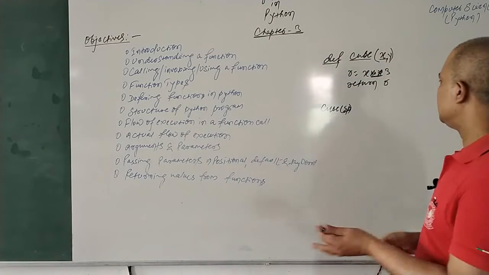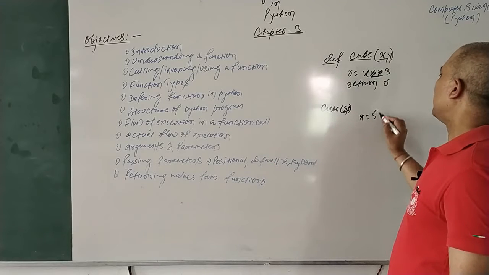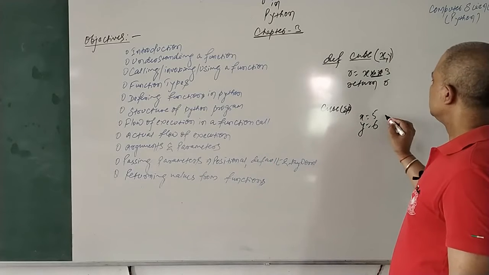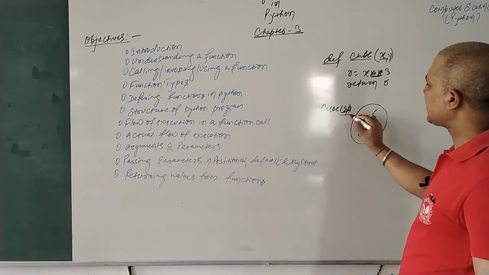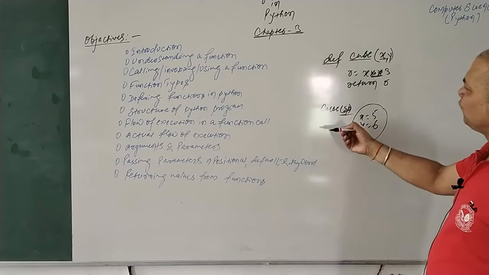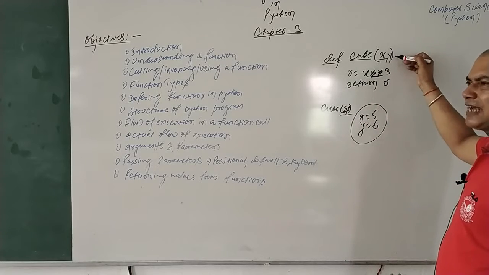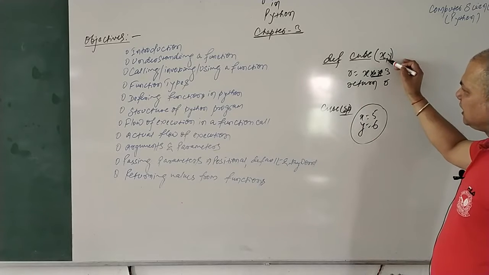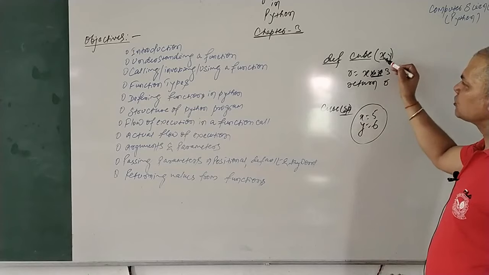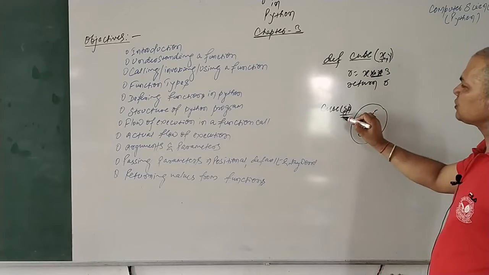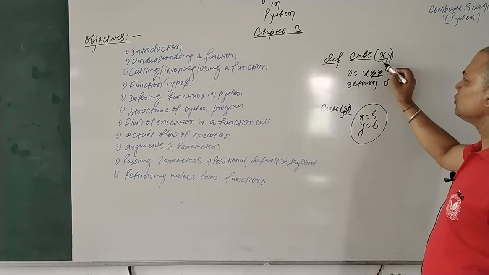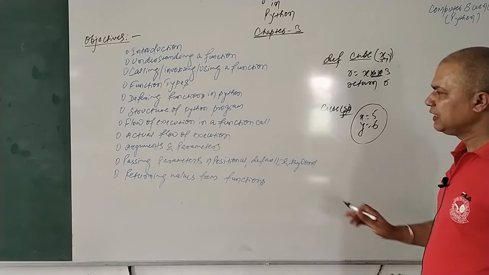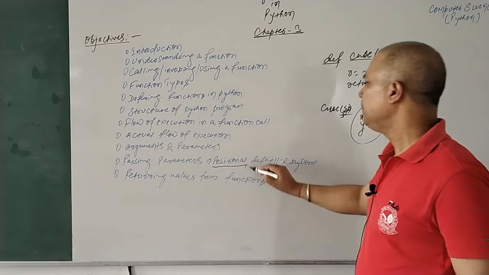So as I mentioned, x equal to 5 and y equal to 6. In this case, once I call this function with 5 and 6 and there was x and y, positionally x means first and y means second, because positionally x was first and y was second. This is called a positional parameter.